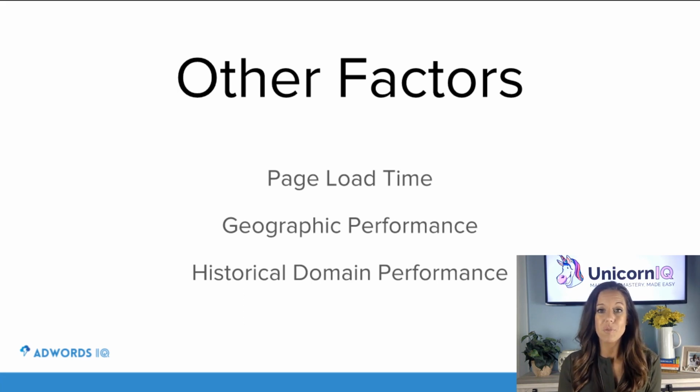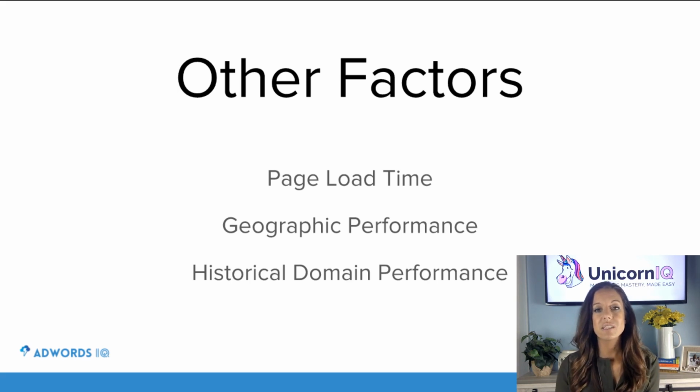Also, geographic performance. Google will actually take note of how your ads are performing in different geographic areas. So for example, if your ads have a really low click-through rate in Houston, then your quality score for search queries from Houston will actually decrease. So that is taken into account as well.